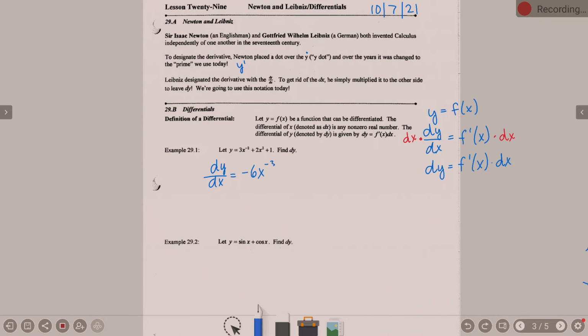Negative 6x to the negative third. I feel like Ethan was really having to dig deep there. Derivative of 2x squared? 4x. Derivative of 1? 0, which I don't usually write.